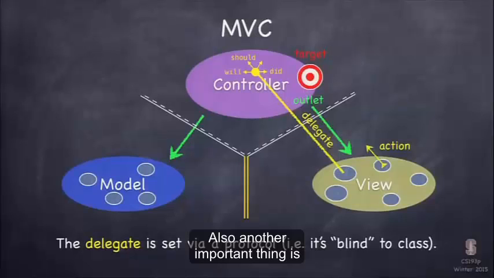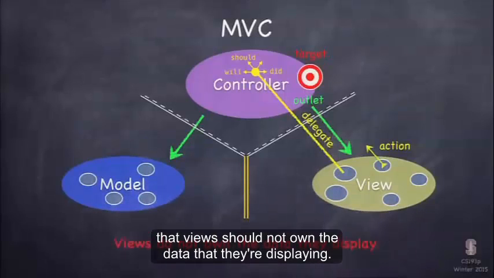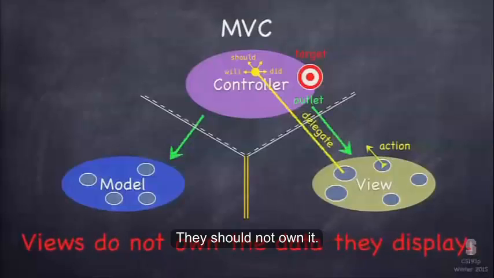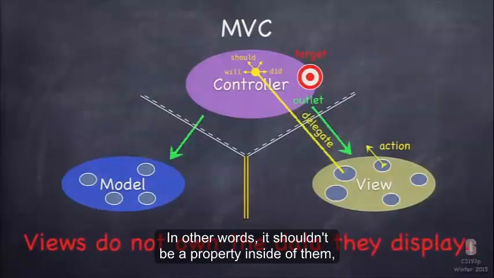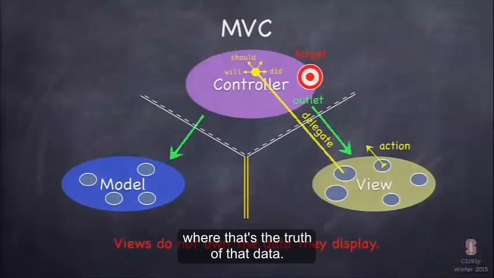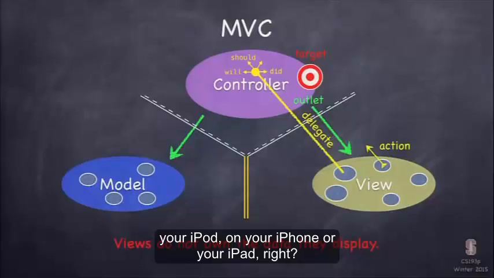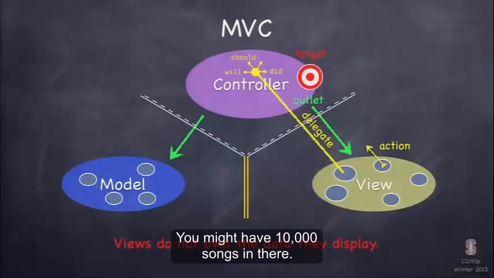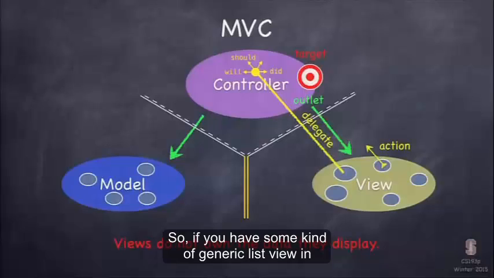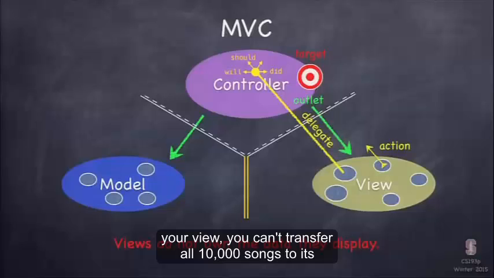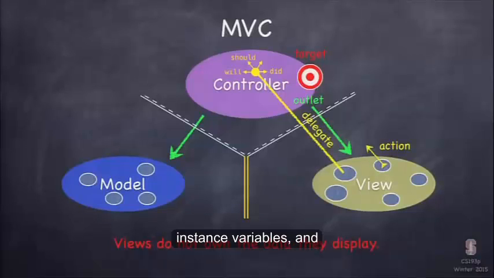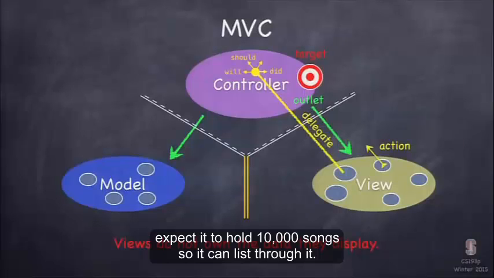Also, another important thing is that views should not own the data that they're displaying. In other words, it shouldn't be a property inside of them where that's the truth of that data. And the easiest example for this is all the songs in your iPod on your iPhone or your iPad, right? You might have 10,000 songs in there. So if you have some kind of generic list view, you can't transfer all 10,000 songs to its instance variables and expect it to hold them so it can list through it.